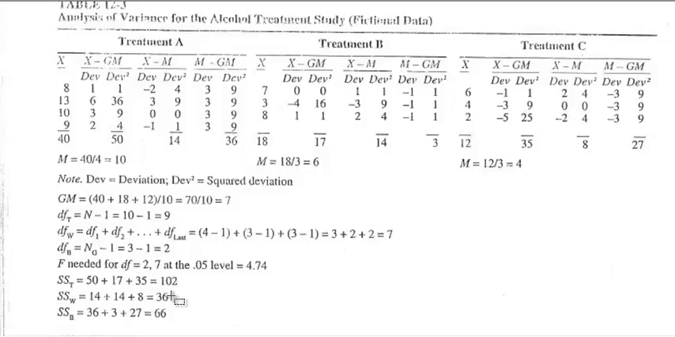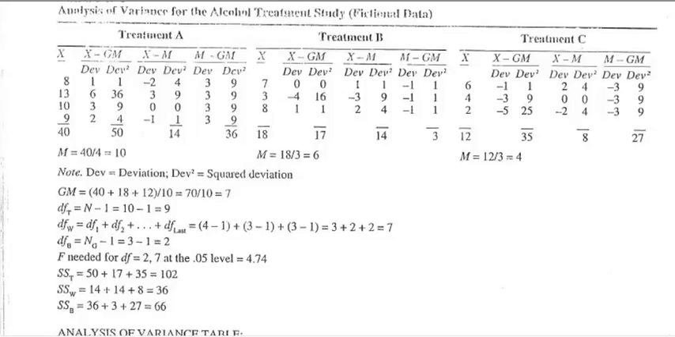Once we have the sums of squares total, the sums of squares within, and the sums of squares between, we can see that the sums of squares total is essentially just the sum of the sums of squares within plus the sums of squares between. These two values here, this 36 and this 66, account for all of this. So 66 of these 102 squared units are due to differences between the group means and the grand mean, while 36 squared units are due to differences between the individual scores and the group means.